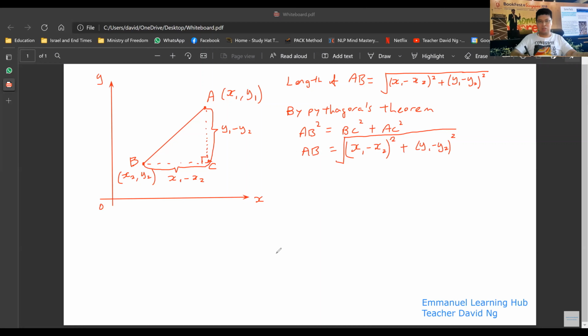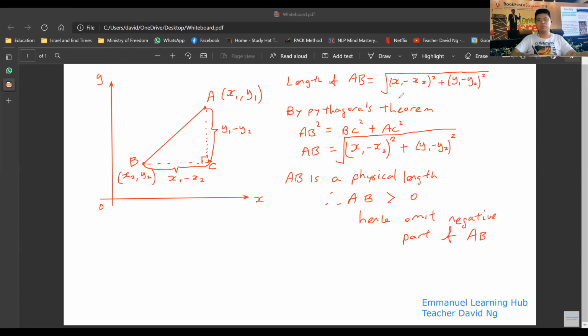Agree? Okay. Then of course you will say that when I square root, I have a negative component, right? Square root, you have a plus and minus. But because AB is a length, a physical length, therefore the length of AB is confirmed greater than 0. That's the reason why you omit the negative part of AB. Does that make sense? That's the reason why the formula is like that.